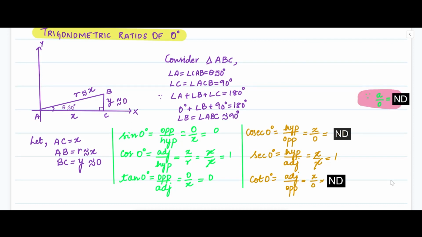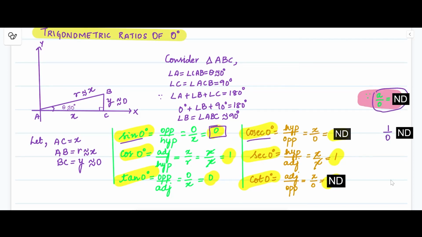So now we have the ratios of all the 6 trigonometric functions. That is, sine 0 degrees is 0, cos 0 degrees is 1, tan 0 degrees is 0, cosecant 0 degrees is not defined, secant 0 degrees is 1, and cot 0 degrees is not defined. Here also we can see that cosecant 0 degrees is the reciprocal of sine 0 degrees. If we take the reciprocal of 0, it will be 1 by 0. Anything divided by 0 is not defined. Therefore we have not defined here. Similarly for cot theta, the reciprocal of tan theta, that is the reciprocal of 0, is not defined, which is previously mentioned here.